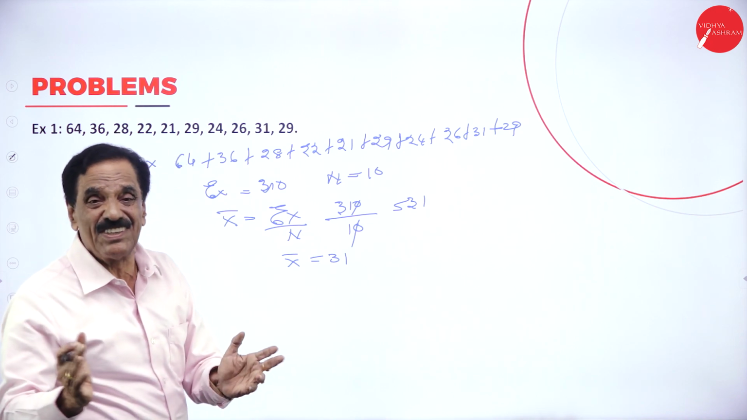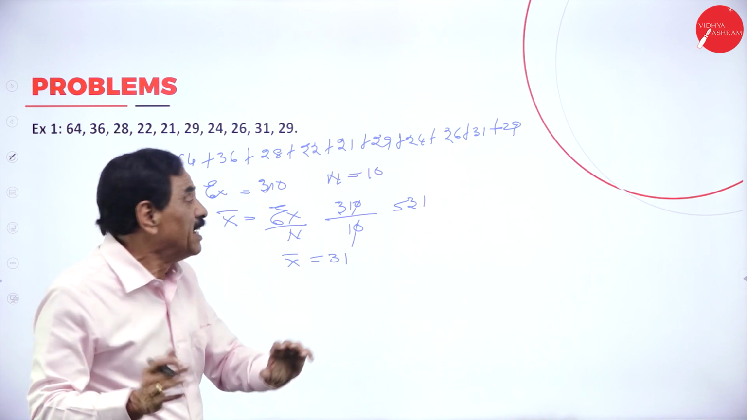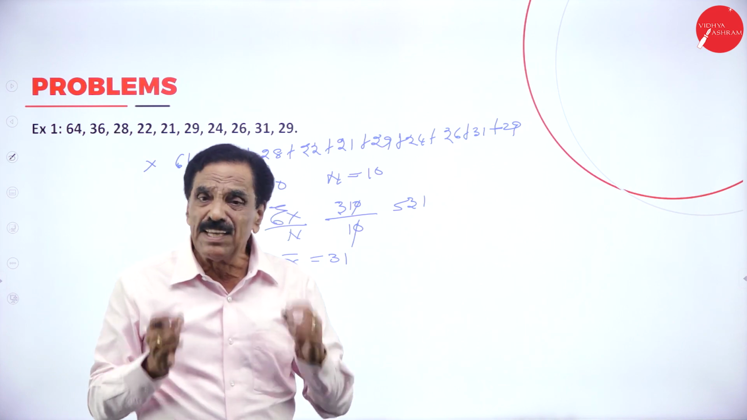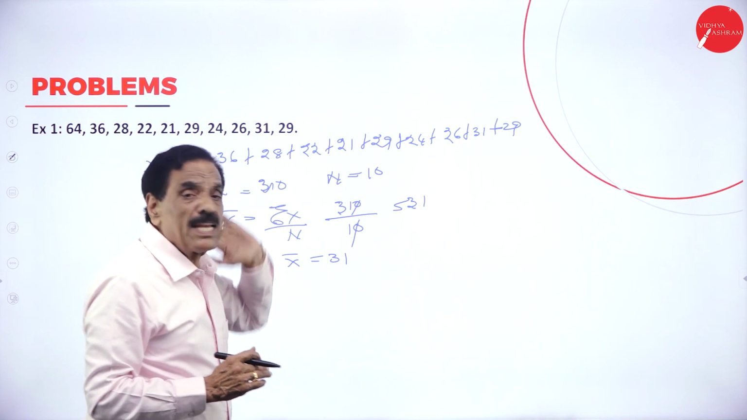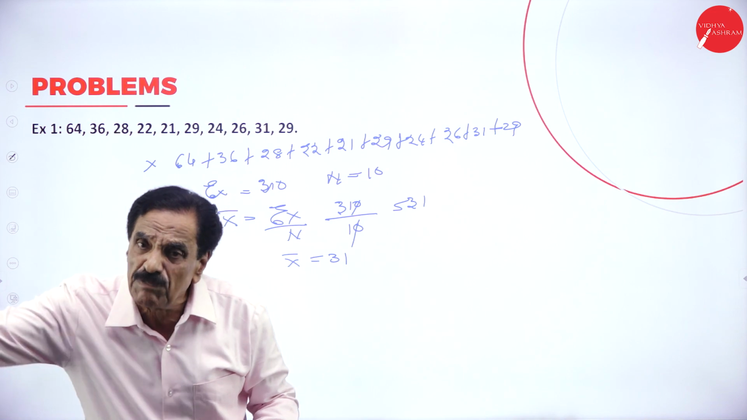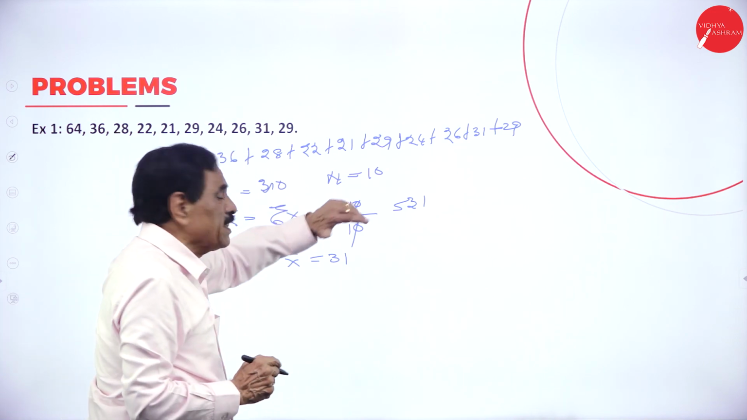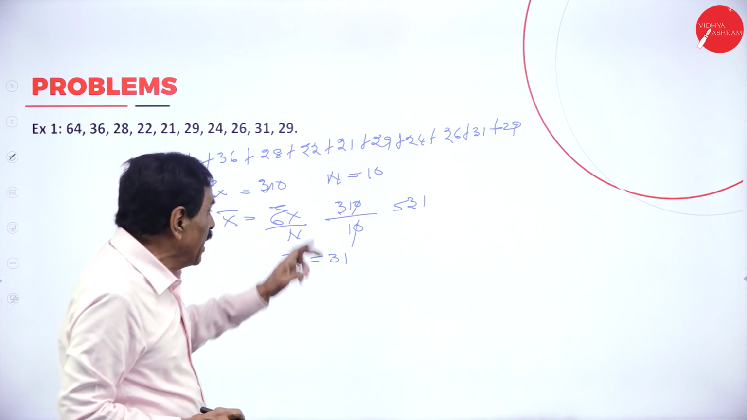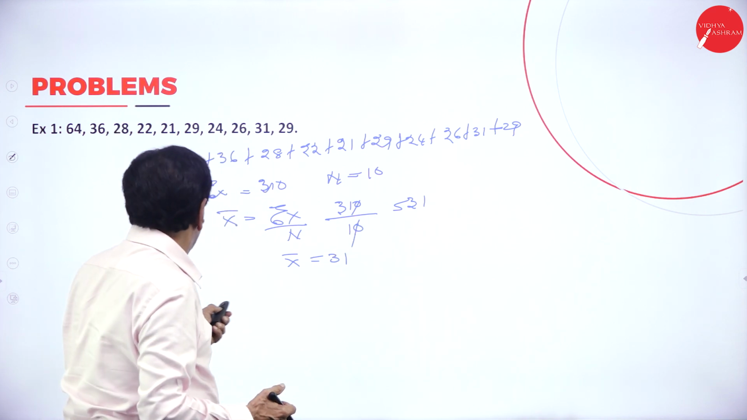So what we have to do now, add the 10 terms, that is sigma x by n. What is sigma x? 310 divided by 10. So 31 is your average. I think you understand. Shall I repeat? When the individual numbers are given, add all the numbers, that is, summation of the numbers divided by the number of terms. In this example, when you add the numbers, it is equal to 310. N is equal to the number of terms, which is 10. Average is 31. We'll go to the next one.